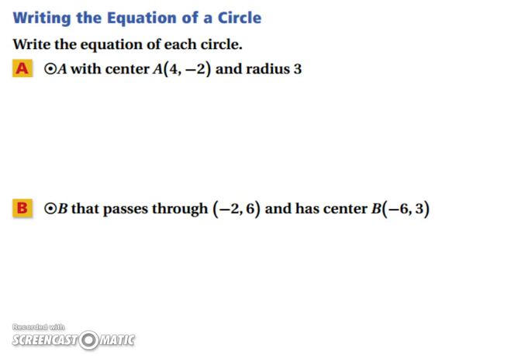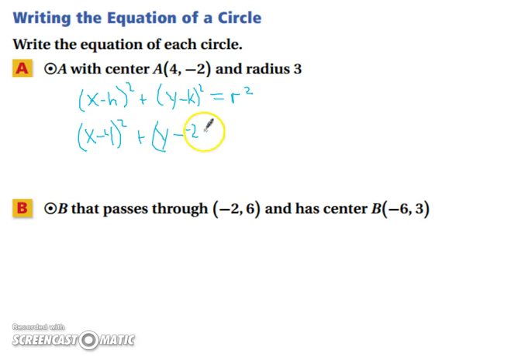Let's try writing the equation of a circle. Write the equation of each circle. Let's start with the first one together. Circle A has its center at (4, -2) and has a radius of 3. Our formula is x minus h squared plus the quantity y minus k squared equals our radius squared. Now we can simply substitute our information in. So we have x minus 4 squared plus y minus our k, which is -2, squared, equals 3 squared.